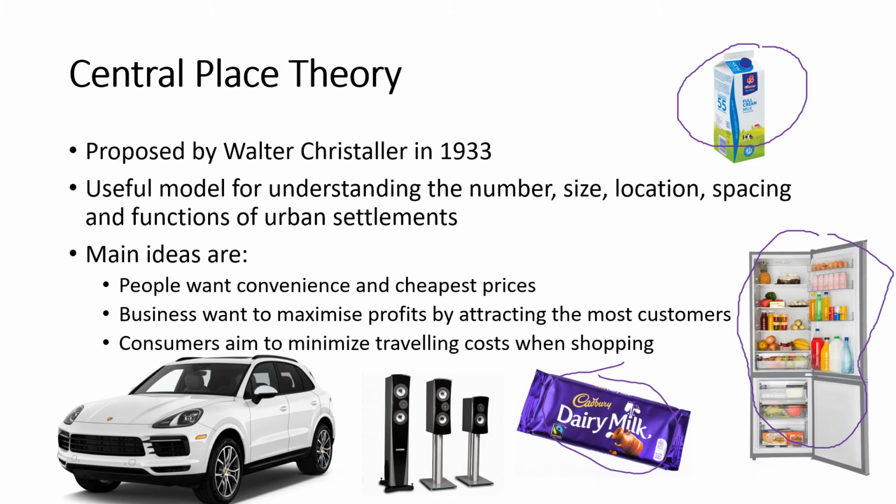Then when we get to luxury goods, I've got two things here. I've got a Porsche and some high-end audio equipment as an example. These are extremely high value. The average person doesn't buy these. You will not buy that all the time. It's an extremely rare purchase, and it's high value. So that means I will be willing to travel very, very far to buy one of these luxury goods, much further than I would for my packet of milk or my chocolate. And those are the basic principles of central place theory before we move on to the actual model itself.